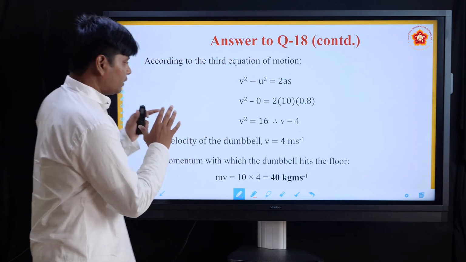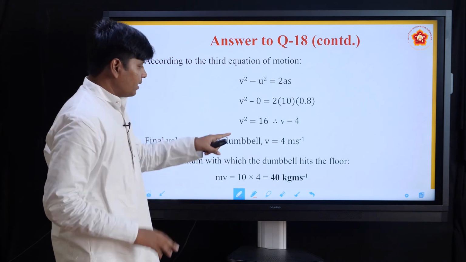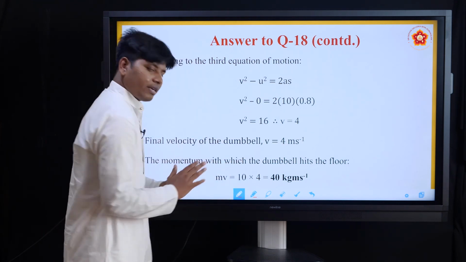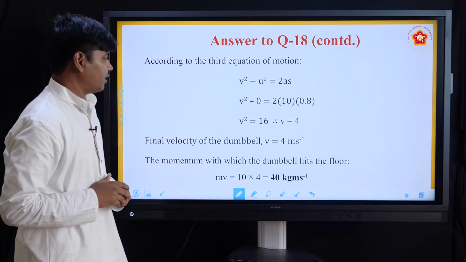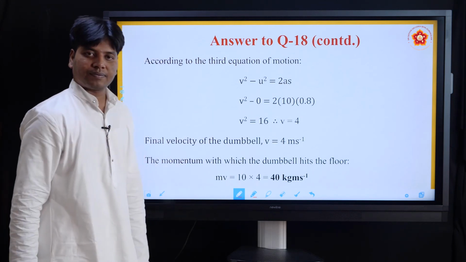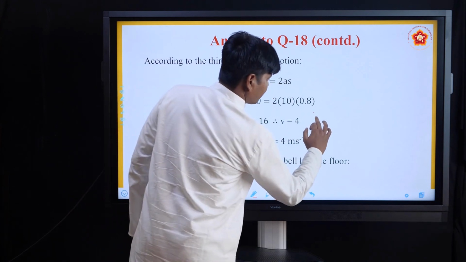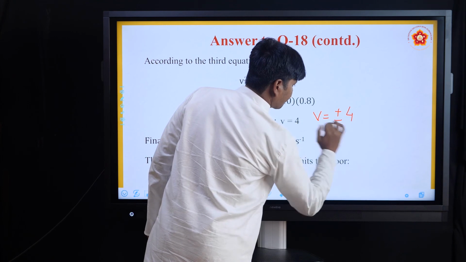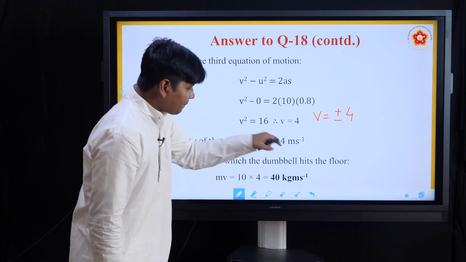Right? If you look at this problem a little bit deeper, you can see here v square is equal to 16. Up to here, everything is fine. For those of you who are very keen learners, just observe at this stage. V square is equal to 16. Ideally, v should be what? V should be equal to plus or minus 4. Right? Now we are taking only plus.